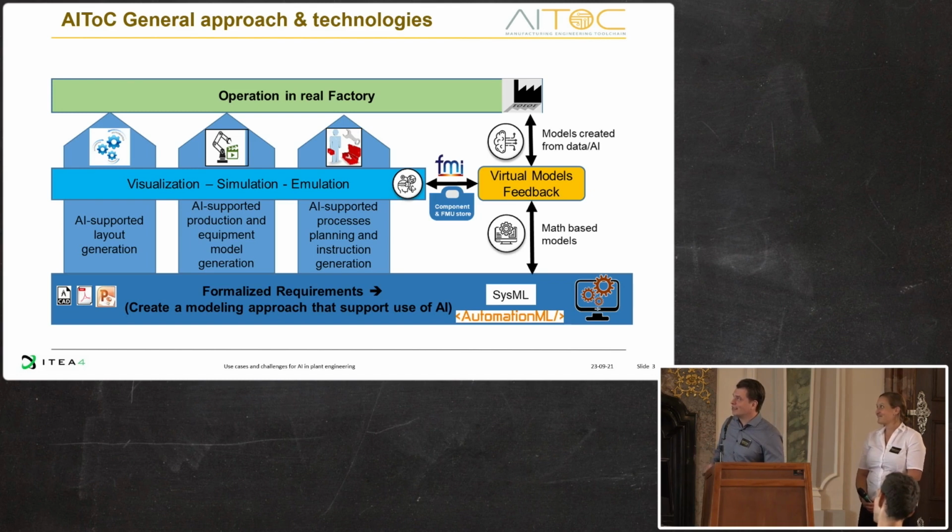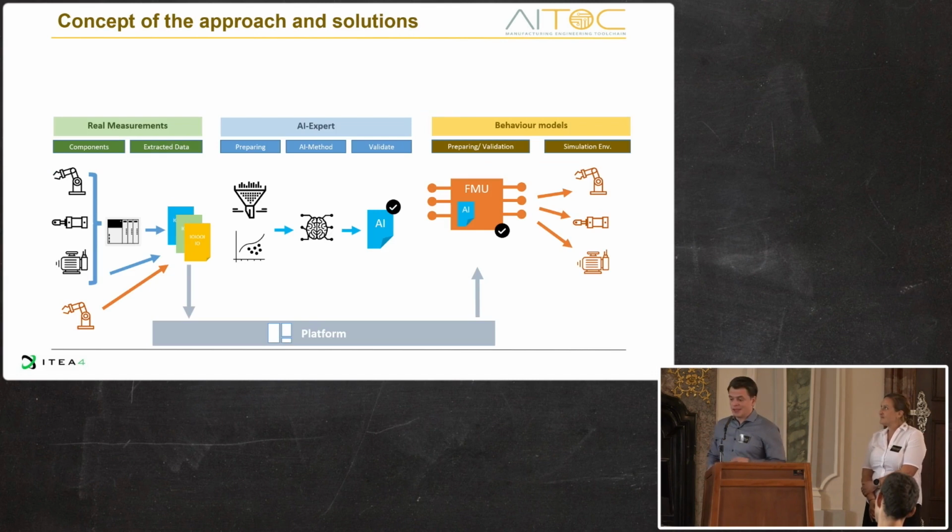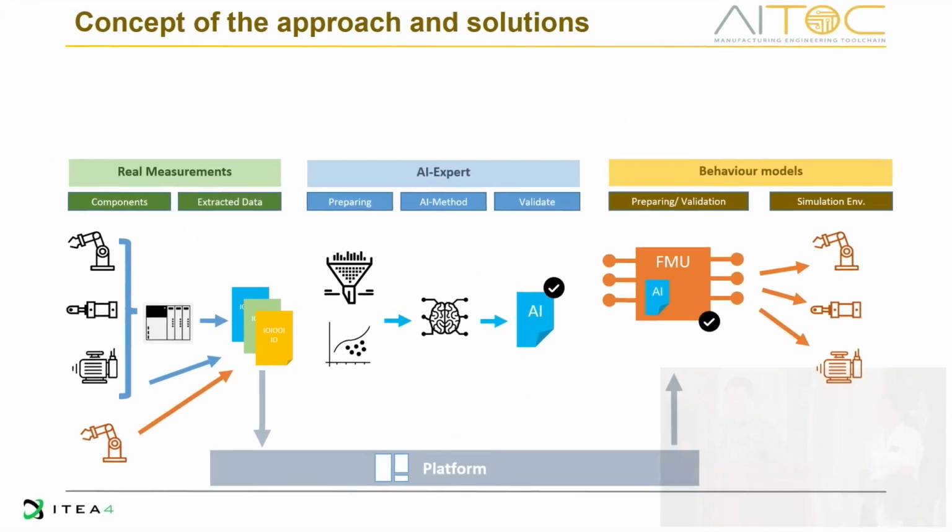So the AI-supported production equipment model generation. And here you have a concept of the approach and the solutions. So what we want to do is use real measurements from sensors or cameras and so on, and derive out of that some behavior simulation, some behavior which we can use in our environment, then later on bring that in as a digital twin or in the virtual commissioning. Yeah? And what do we need for that?